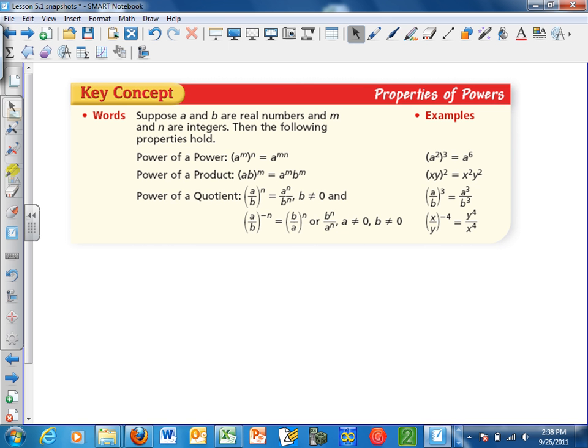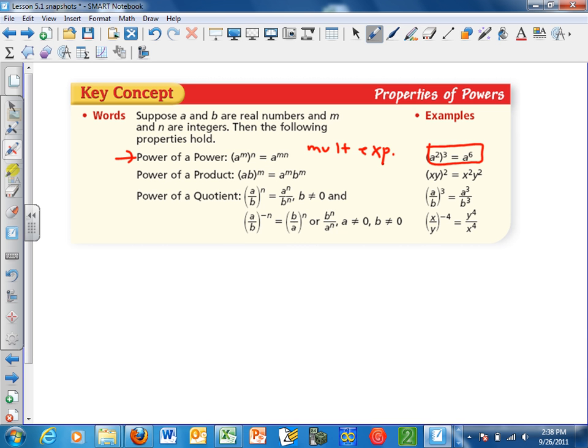Some other rules. Okay, we did the product rule and the quotient rule. Now we have power to a power. The book calls it power of a power, but we say power to another power, to an outside power. We multiply exponents. A lot of students get those backwards, but if it's power to an outside power, here's an example of that. a to the second, to the outside power of 3, is a to the sixth.